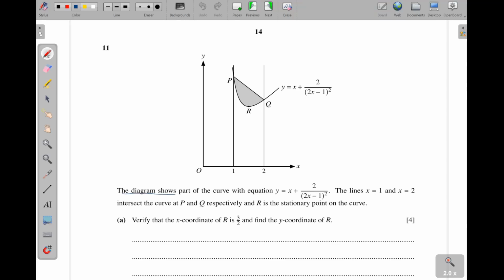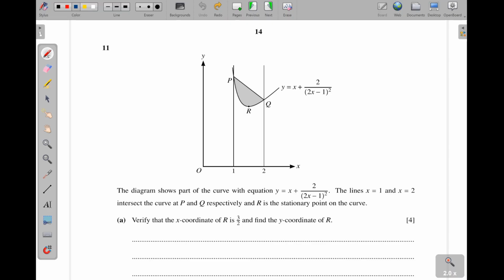Question 11. The diagram shows part of the curve with this equation here. The lines x is equal to 1 and x is equal to 2 intersect the curve at P and Q respectively, and R is the stationary point on the curve. Part A, verify that the x-coordinate of R is 3 over 2 and find the y-coordinate of R.